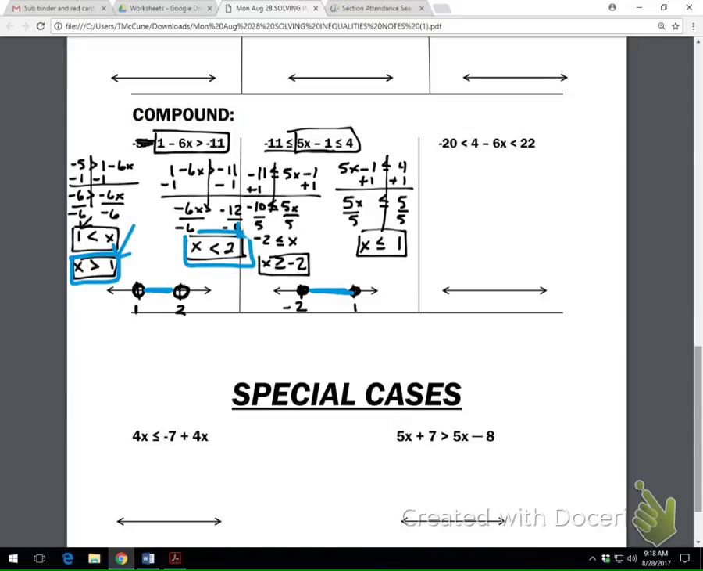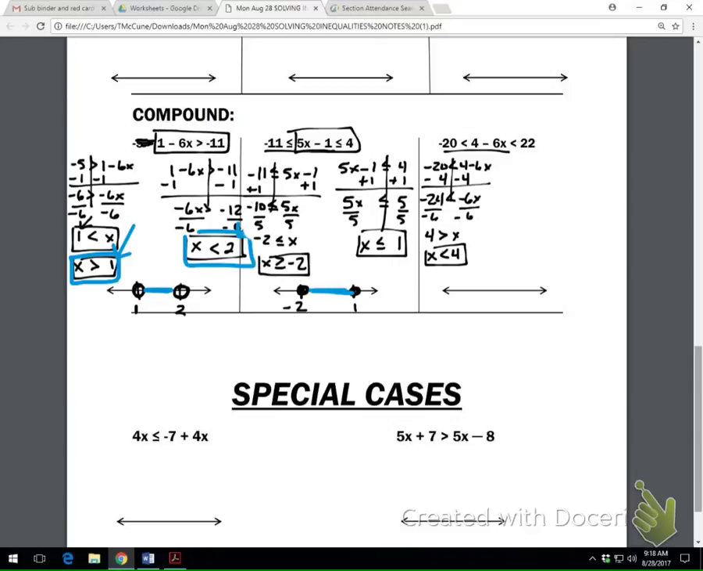Okay, third one. Start with this right here, negative 20 is less than 4 minus 6x. Subtract 4 from each side. So it gives me negative 24 is less than negative 6x. Divide by negative 6, right? So you get 4. Now, do I flip my sign? Yep, to greater than. And then x. Now I'm going to flip everything again because I want it to look number or letter first.